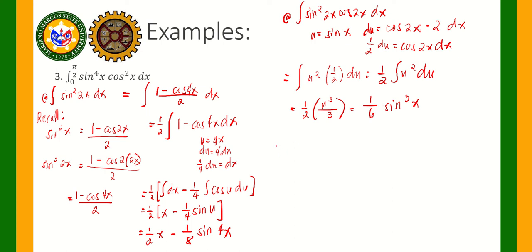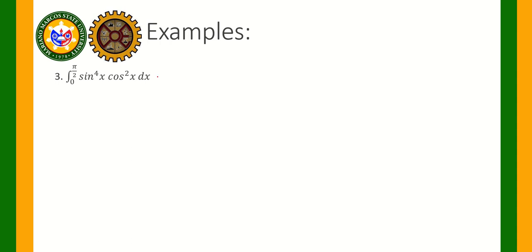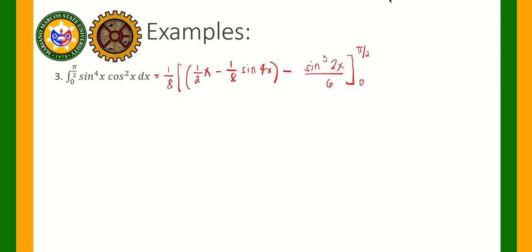So, next slide. This will be equal to 1 over 8 times, that is the first term, 1 half x minus 1 over 8 sine 4x. Okay, 4x. Minus, oh sorry, that will be minus sine cube 2x all over 6. And then limits from 0 to pi over 2. Okay?